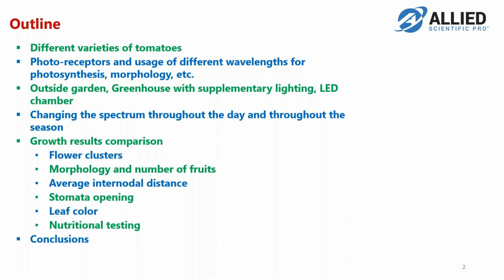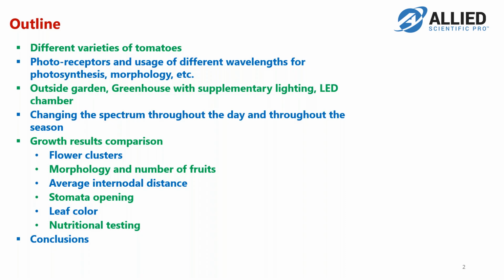The outline of my talk is about different varieties of tomatoes. The basic idea is that 3 different varieties of tomatoes were planted in 3 different environments: the outside garden, a greenhouse with supplementary lighting, and an LED chamber which had no access to outside light, with only LED as a source of light. We are comparing the results of these 3 together.